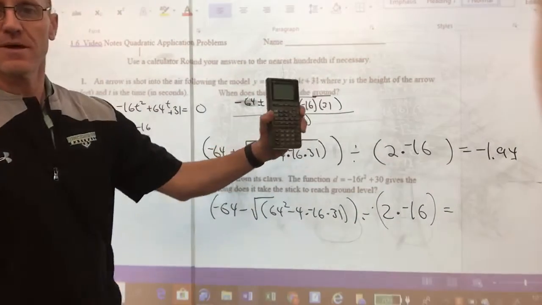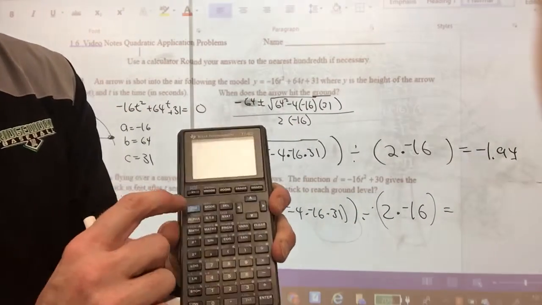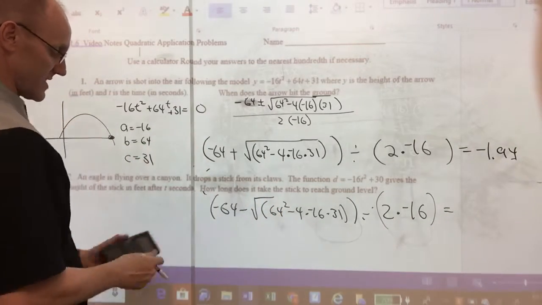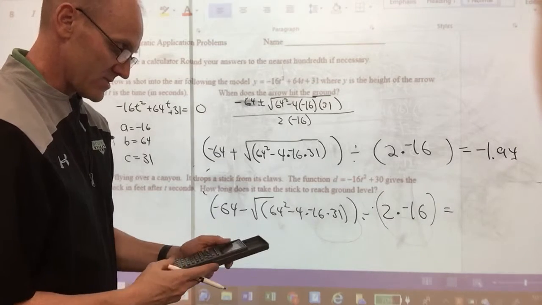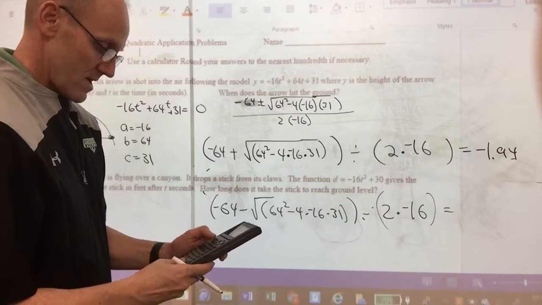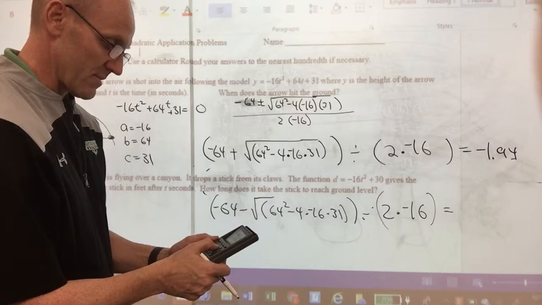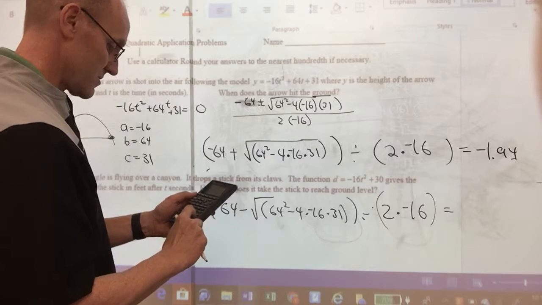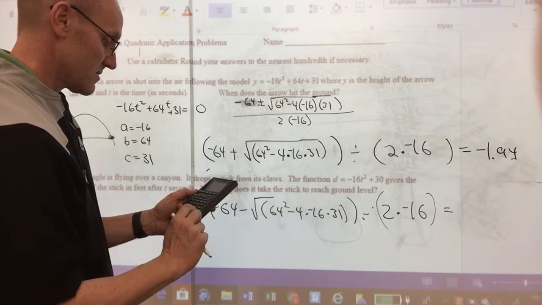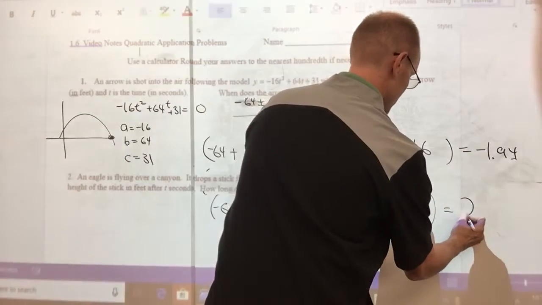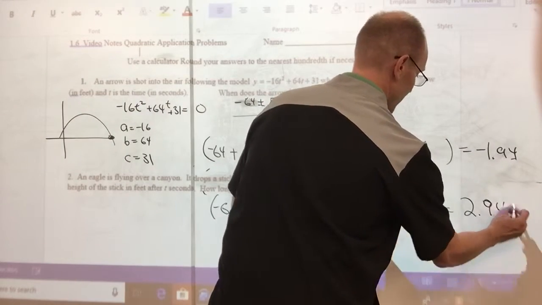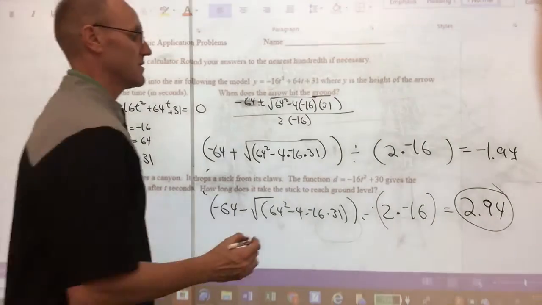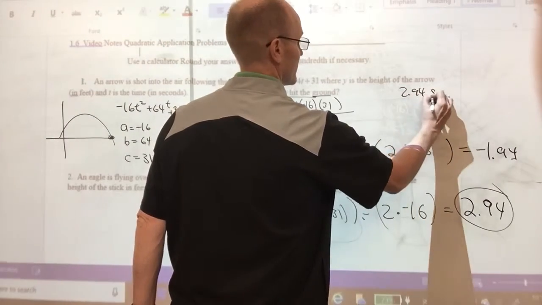Now, if you have this calculator, if you hit second enter, it'll bring this up again, and you can just go back in and switch that sign. So instead of retyping this whole thing in, I'm going to change that plus to a minus right here. Let's see how that works. Hit enter, and I got 2.94. Now that makes sense. So my answer to this question, when does the arrow hit the ground, is that it would hit the ground in 2.94 seconds.